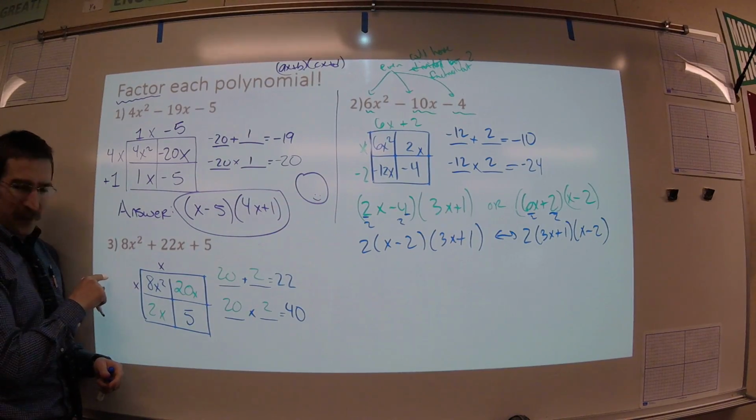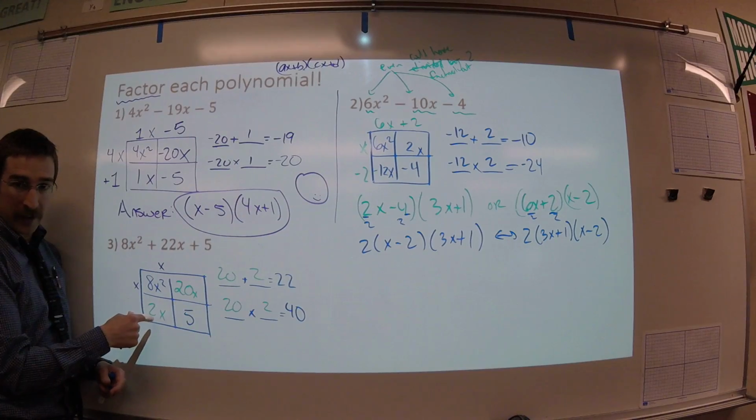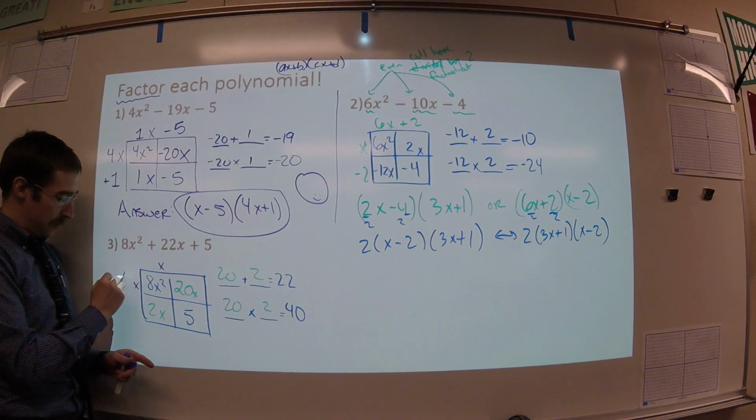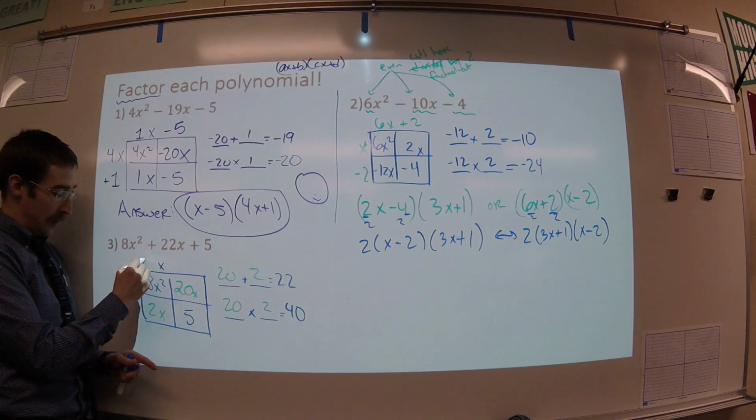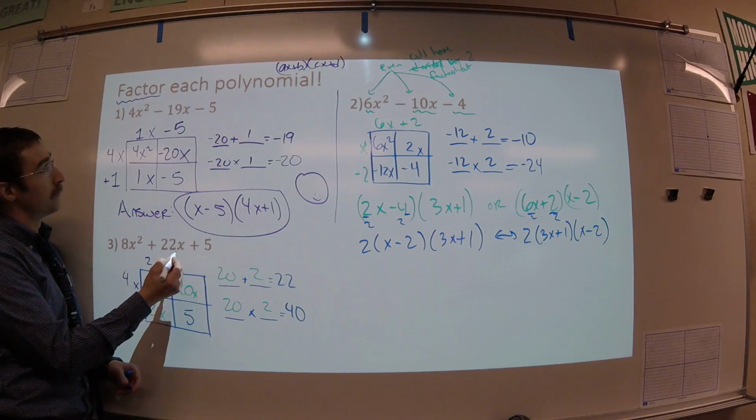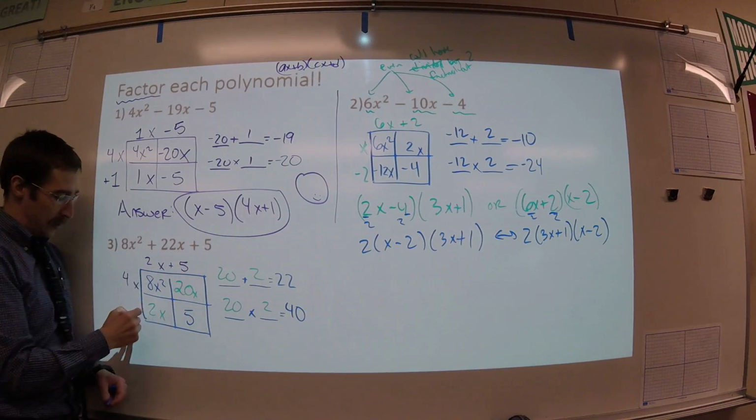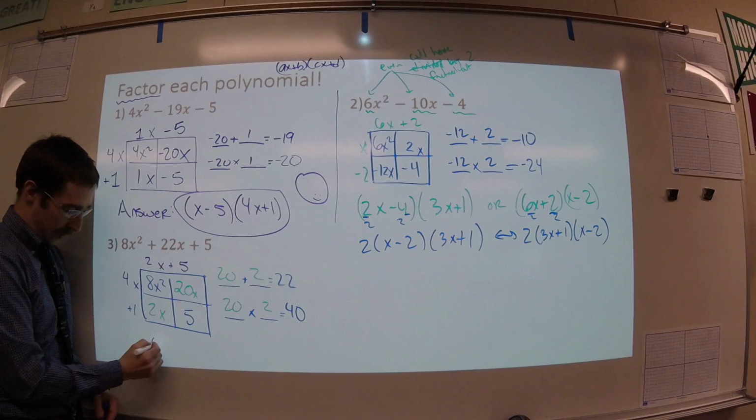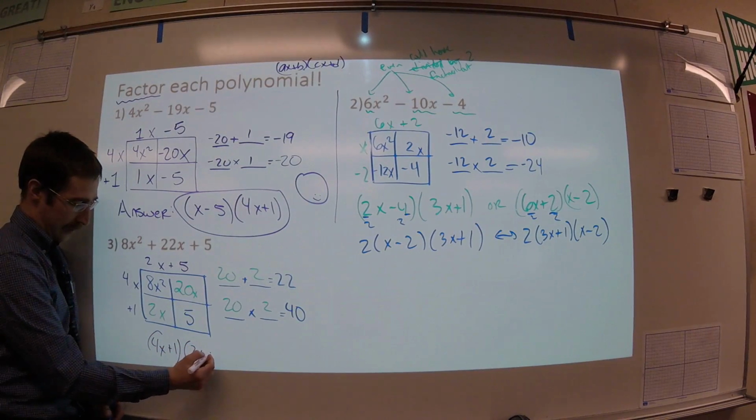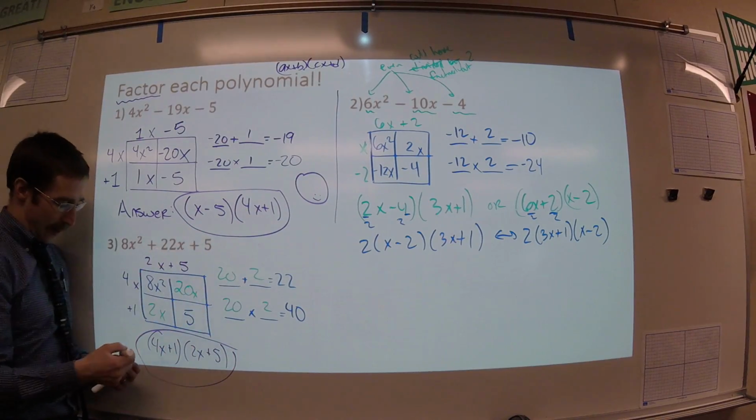Now, if I had an 8, the 8 does not divide into 20, and 8 does not divide into 2. Don't want that. So I want 4 and 2. 4 divides into 20, and 2 divides into 2. So I'm going to go 4x times what? Oh, this is exciting. Times 5, and then 2x times 1. So here, 4x plus 1 times 2x plus 5. That's our answer. Looks a lot like that one.